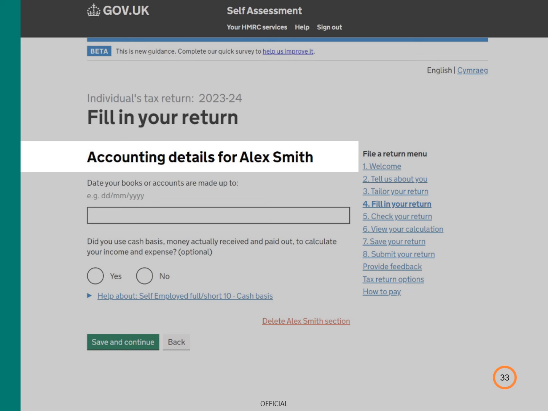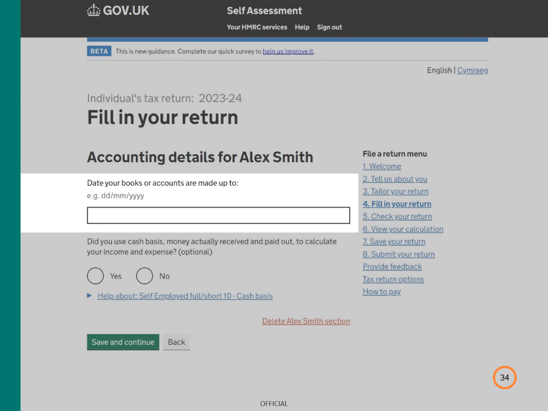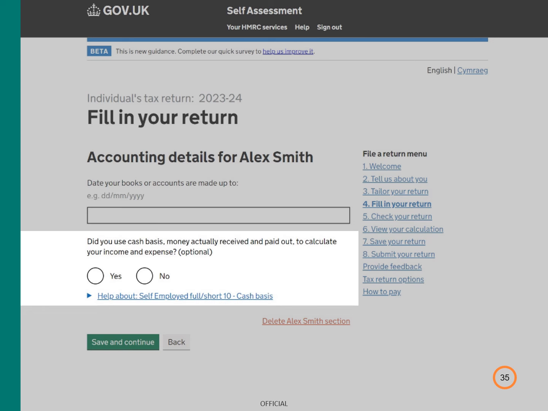On this next page, we ask about your accounting details. Firstly, tell us the date your books or accounts are made up to. It's usual for people to keep their business records to the same date each year. This is your end of year date or accounting date. As the tax year ends on the 5th of April, many people use this as their accounting date. We then ask if you're using the cash basis to work out your income and expenses. This is instead of using traditional accounting.